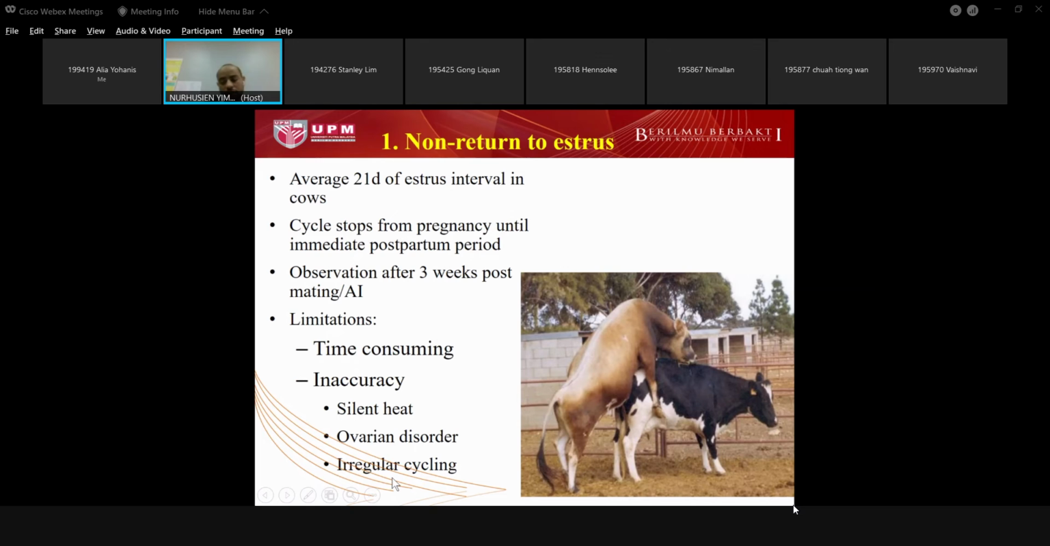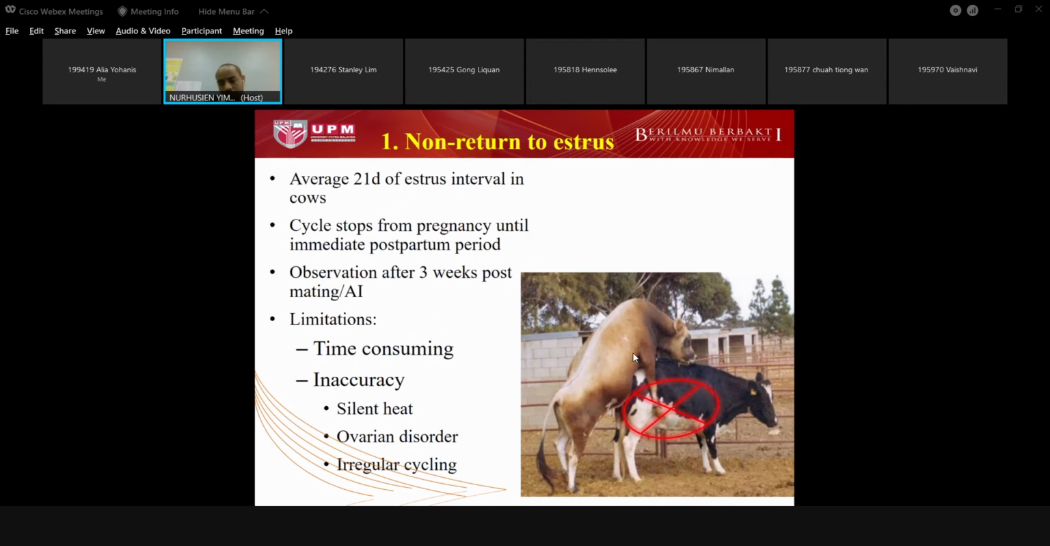Another factor could be irregular cyclicity. This could be related to hormonal imbalance within the body of the animal, which can be related to other factors, including nutrition and environmental stress factors like heat stress. Many other factors can destabilize the hormonal balance in the body. So this problem also can lead to a miss or a false positive diagnosis, or inaccuracy of non-return to estrus as a pregnancy diagnostic method.